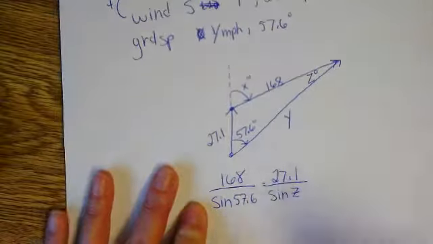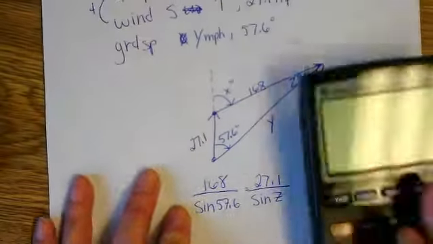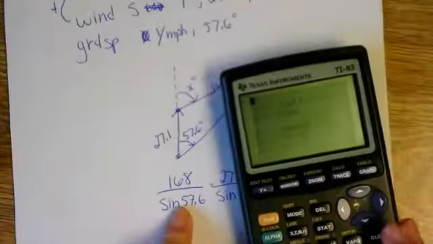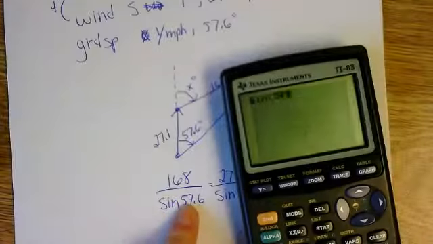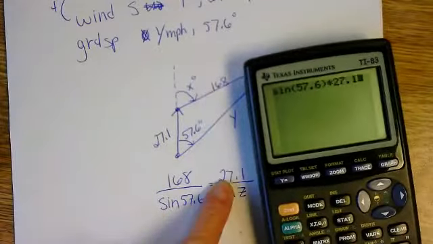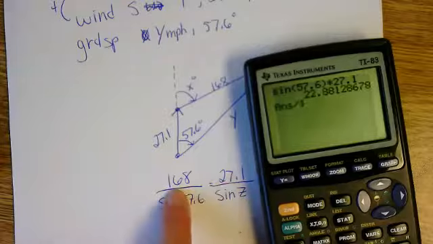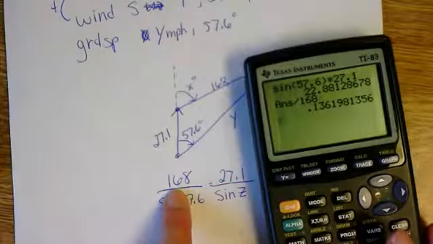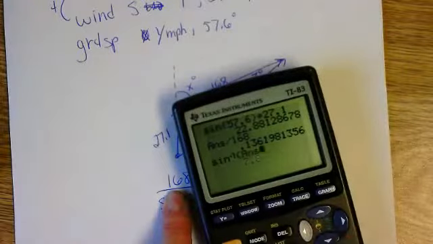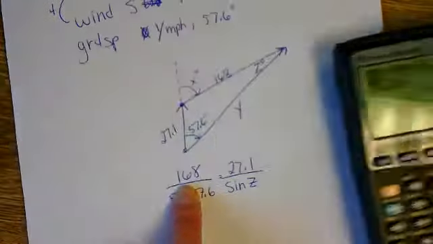Do some cross multiplying, dividing, and inverse sine. So I'll multiply here: sine of 57.6 multiplied by 27.1, divided by 168. That's the sine, so I'll inverse sine that. 7.8 degrees.